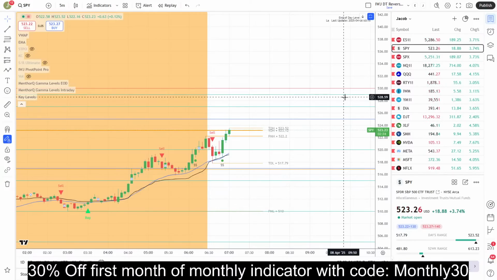Does the indicator use the Mentor Q levels? No, those are just good reference levels to have. Anytime you see a signal off of a call resistance wall or a put resistance wall, that's a good place to be, but no, it doesn't use those.